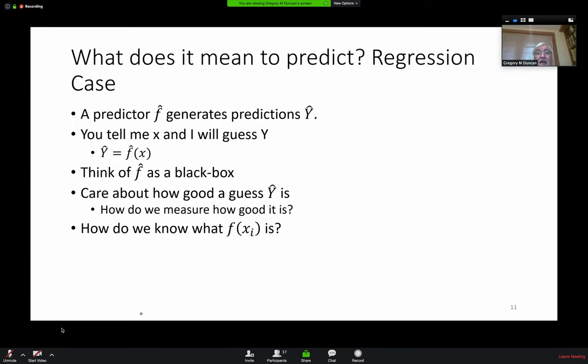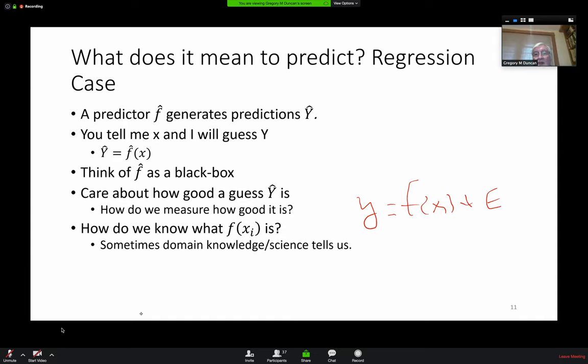A prediction, okay? How do we know what f of x is? Sometimes domain knowledge and science will tell us, but that's not f hat of x, that's f of x. How do you know what the underlying ground truth is? How do you know that functional form? Remember, we have y equals f of x plus an error. How do we know what that f of x is? Sometimes domain knowledge and science tells us, but sometimes it's harder than that.